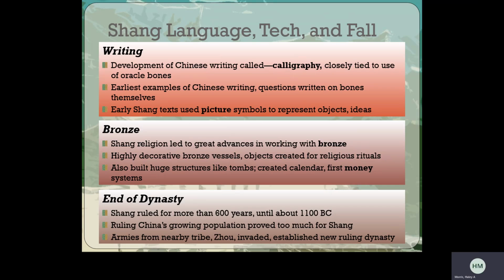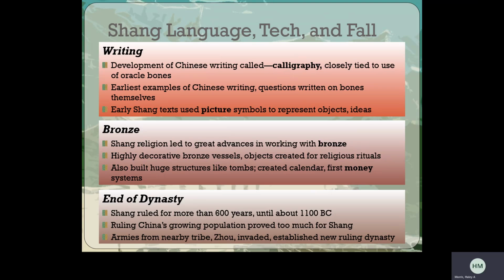But as they all do, the Shang dynasty does fall. And so the Shang ruled for more than 600 years until about 1100 BC, and ruling China's growing population just proved to be too much for the Shang to handle. So they're getting really big, and the Shang were starting to struggle to rule China.